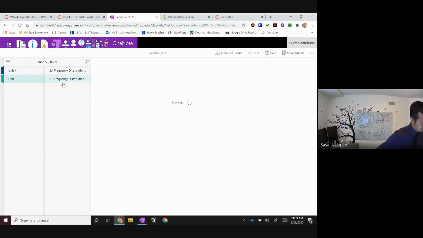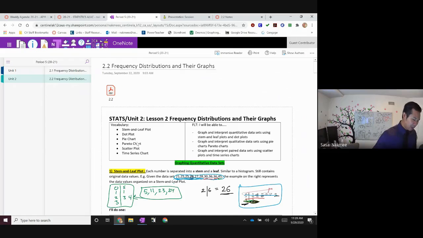Today's notes are 2.2, frequency distributions and their graphs, which you'll notice is the same title as 2.1, because there are just that many graphs. All right, we'll let this load. Give it a second. There we go. So here's what we did today.